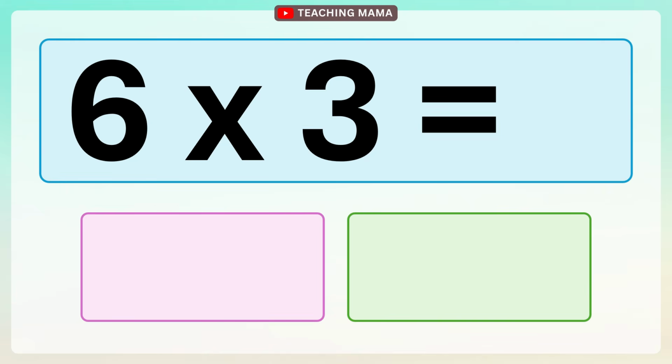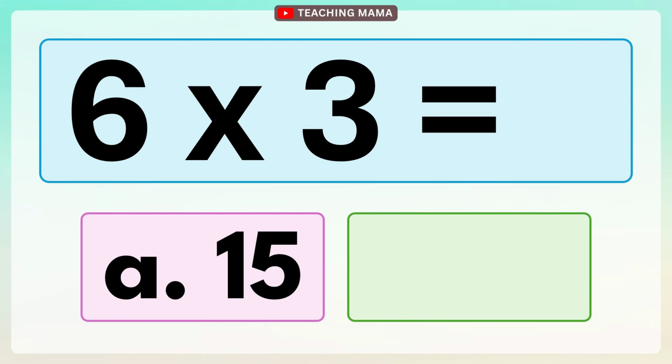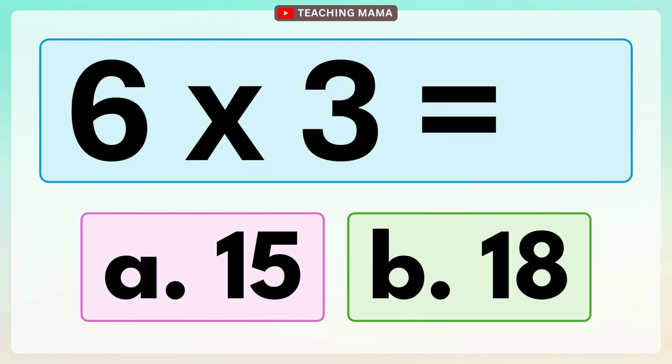6 times 3 equals A. 15, B. 18. What is the answer? B. 18.